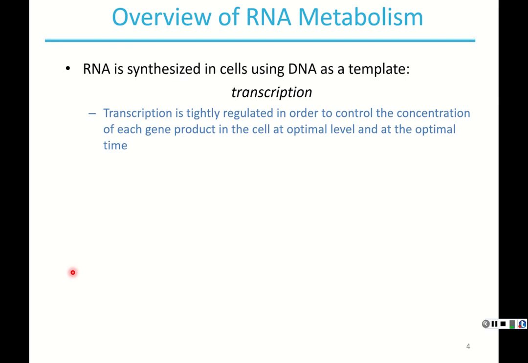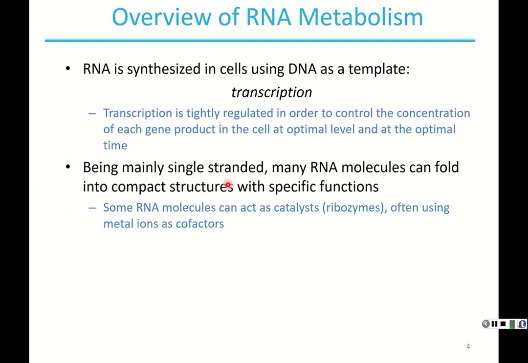So, an overview of RNA metabolism. RNA is synthesized in cells using DNA as a template, and that process is known as transcription. Transcription is tightly regulated. You don't have every gene in the cell always being transcribed at a given time. So you regulate this process to control the concentration of each gene product or protein in the cell, so it's at an optimal level. You don't want to be wasting energy making proteins you don't need.